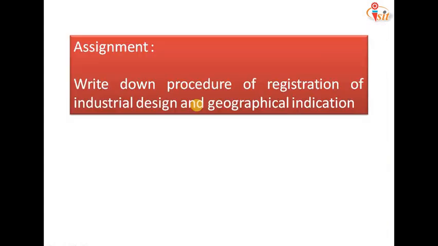So the assignment for you on this topic is to write down the procedure of registration of industrial design and geographical indication. So go through this thoroughly. Two questions during last year were on this topic, that is, write down the procedure of registration of geographical indication and the industrial design, or it may be simply a design. So the assignment for you is to write down the procedure of registration of industrial design or geographical indication. Thank you.